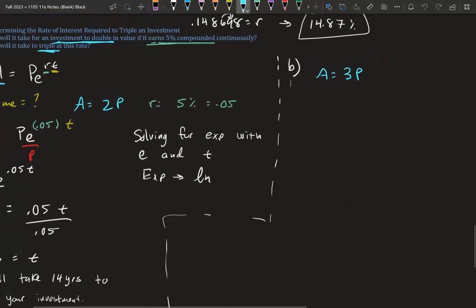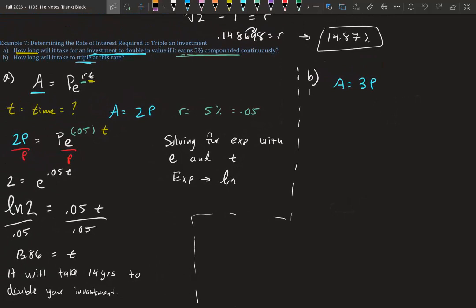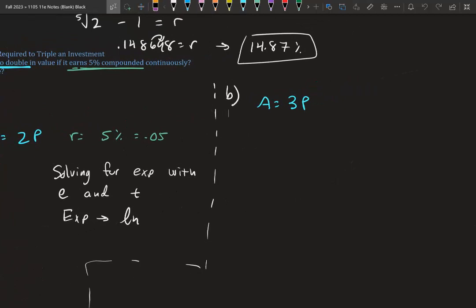Our rate doesn't change because we want to know how long it will take to triple at this rate. So our rate is going to be exactly the same. The only thing that's changing is that instead of doubling it, we want to triple it. So we'll have 3P equals P times e to the power of 0.05t. Just like before, because there's no plus or minus next to P and e, we are allowed to divide by P. And when we divide by P, we're left with 3 equals e to the power of 0.05t.